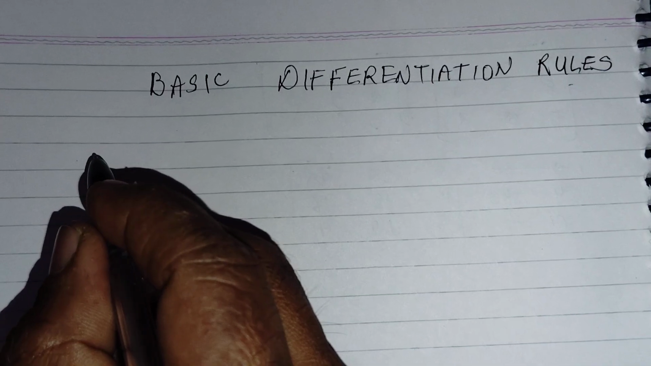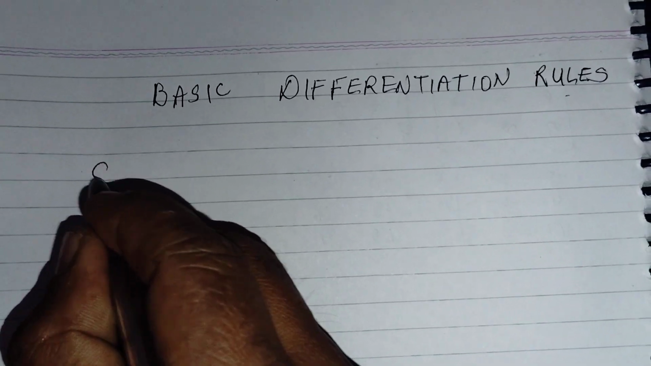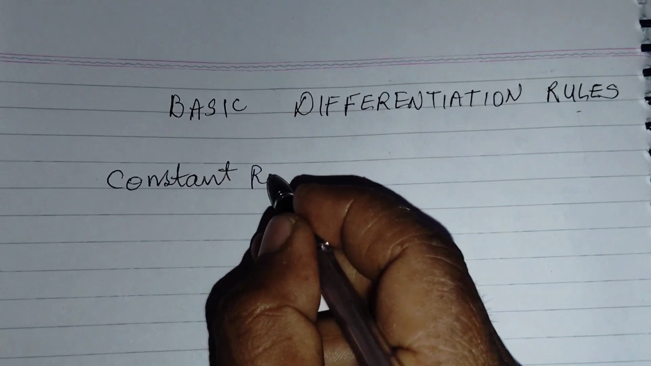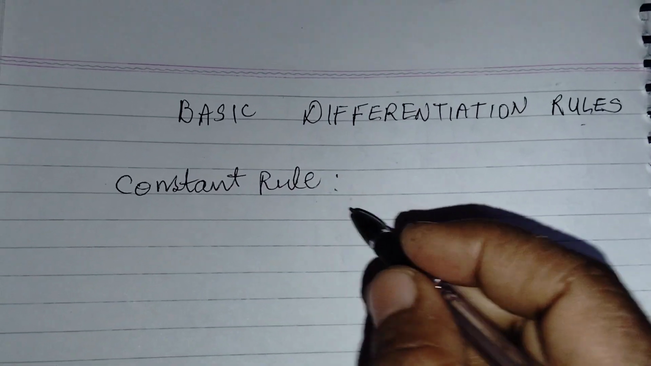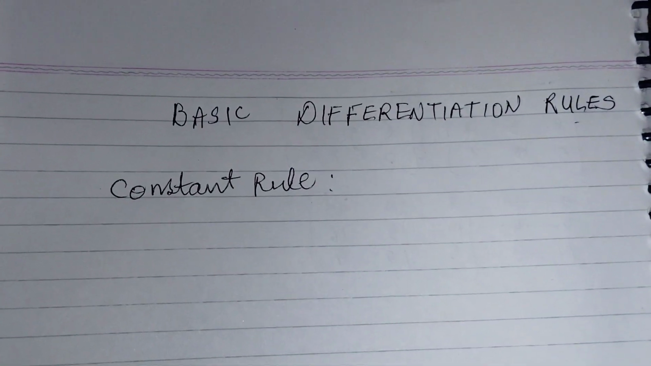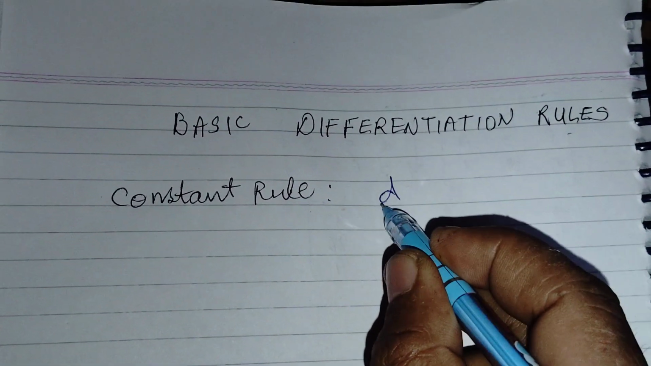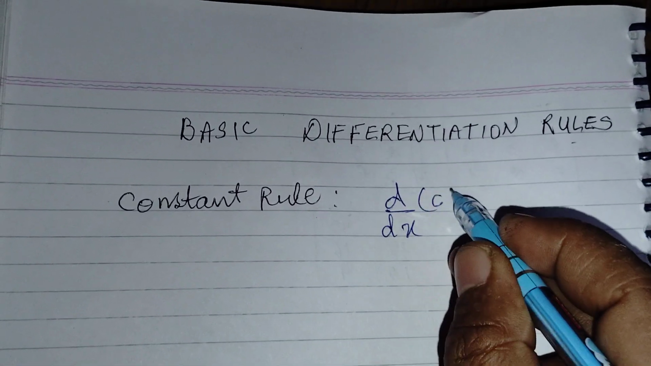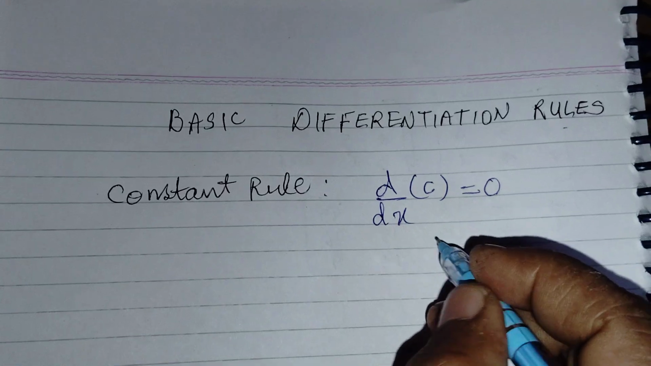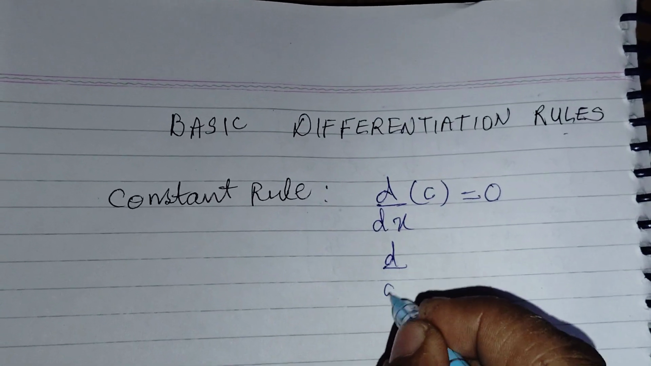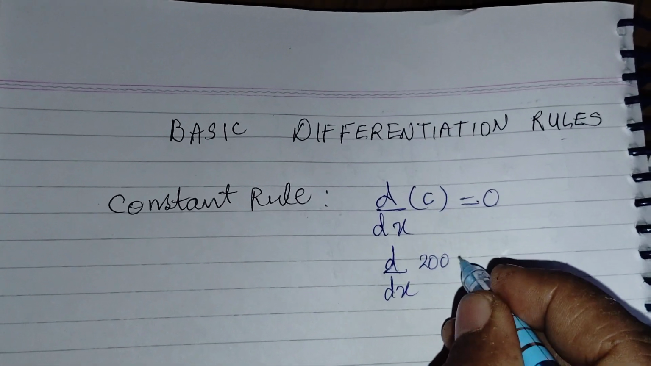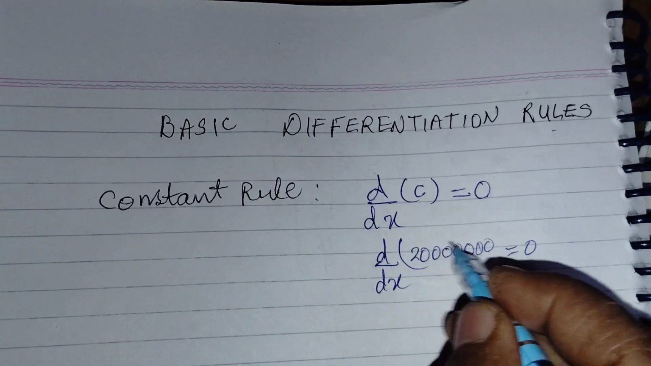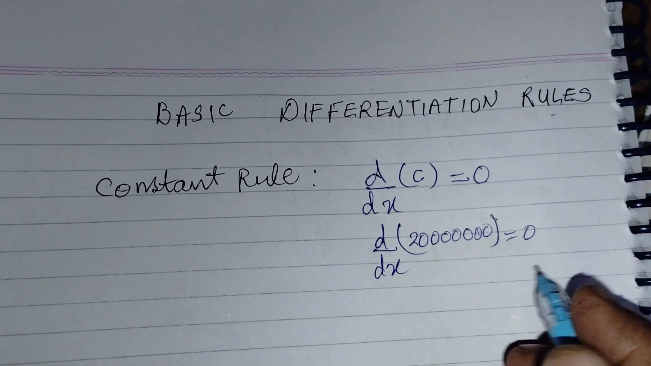So here we are discussing some basic rules. First is the constant rule. In the constant rule, we use: differentiation of any constant number is 0. So d upon dx is called the differentiation sign, and for any constant, suppose we take c as a constant, its differentiation is 0. Another example, suppose we take 2 crore, 2 crore means 70, so its differentiation is 0. For any constant number, its differentiation is always 0.